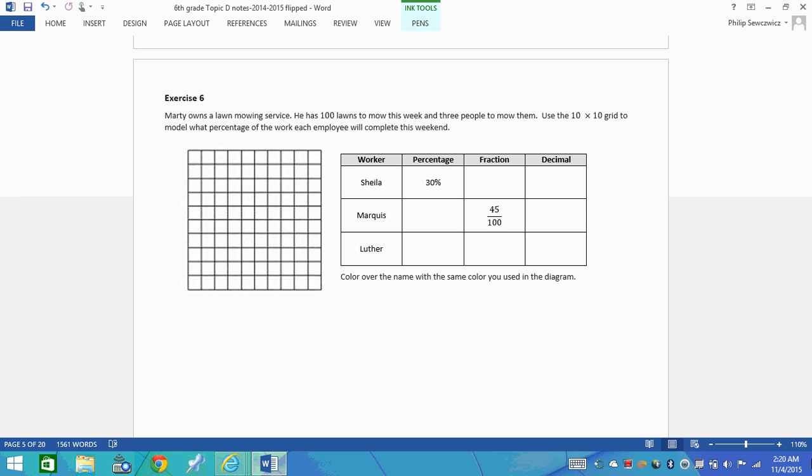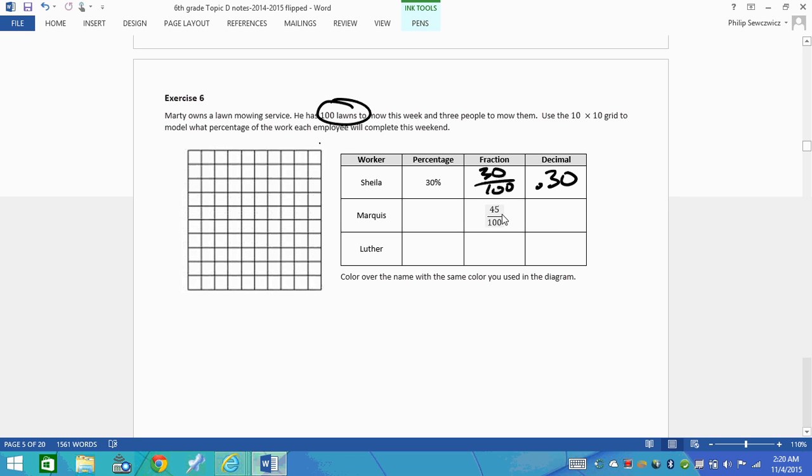And here's our last problem. We got Marty here, who owns a lawn service. He has 100 lawns. Isn't that nice? We're treating you so well. Use the 10 by 10 grid to model what percent of each work there. I'm not going to worry about this. Let's just fill in the table. So 30%. Percent is always out of 100. And as a decimal, 30 hundredths.